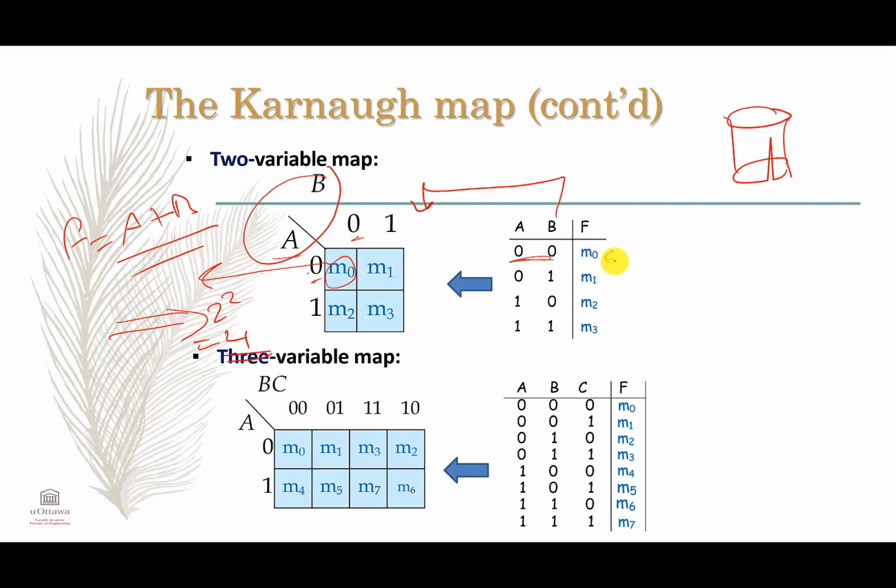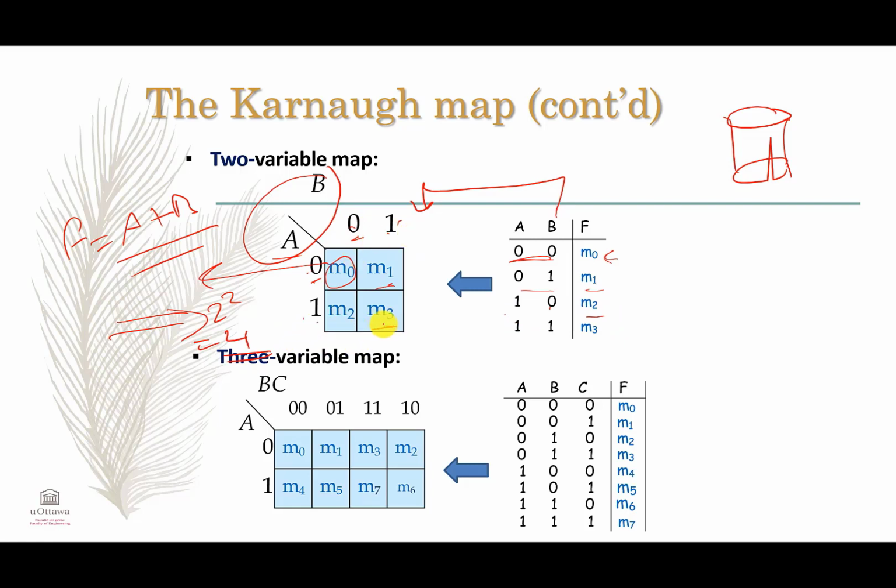Okay, and 0 and 1, here 0 and 1 will be what? M1, therefore we put M1 here. And we have here 1 and 0, we put M2, and 1 and 1 we put M3.